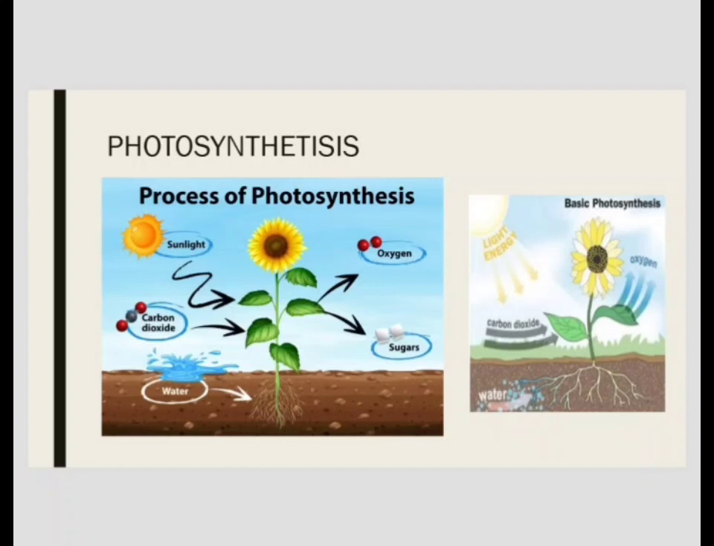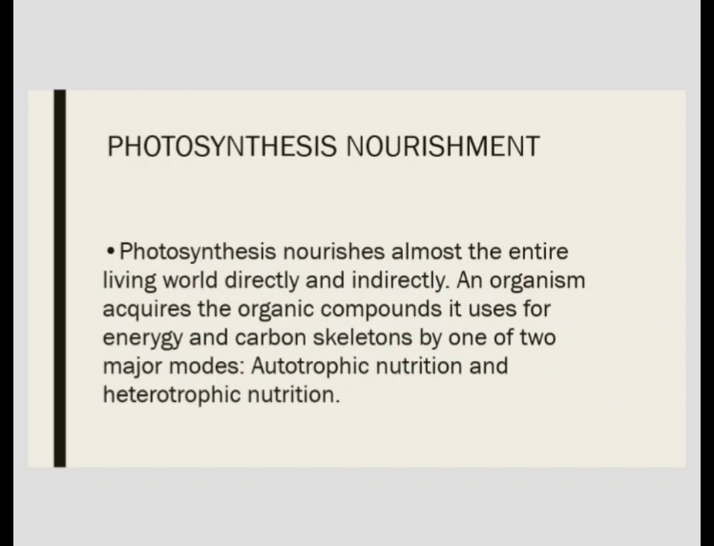I have mentioned that the chemical energy from photosynthesis is used by the plants for growth and nourishment, right? So let's talk about photosynthesis and nourishment. Photosynthesis nourishes almost the entire living world directly and indirectly. An organism acquires the organic compounds it uses for energy and carbon skeleton by one of two major modes: autotrophic nutrition and heterotrophic nutrition.